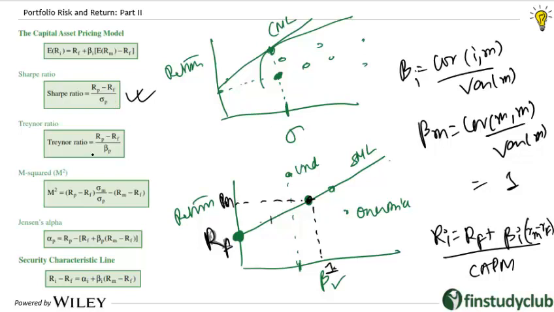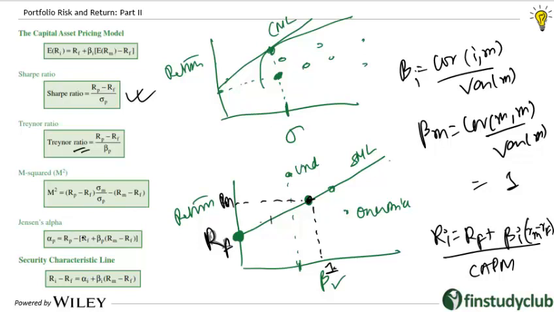Then you have the Treynor ratio. Instead of taking the total risk measure in the denominator, I shall take the systematic risk measure, which is beta. So Rp minus Rf by beta of P gives you the Treynor ratio. The higher it is, the better it is. Then we move on to M-squared. The M-squared expression is slightly more complex, so let me just discuss it in a while.